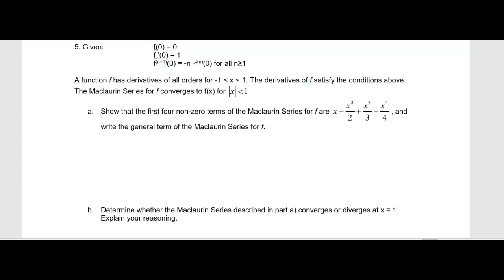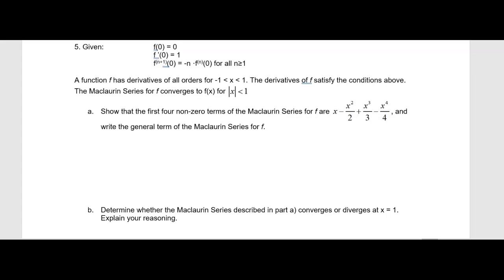So you're given some things here. A function f has derivatives of all orders between -1 and 1, and the derivatives of f satisfy the conditions above. The Maclaurin series for the function converges for any x with absolute value of x less than 1. A lot of this stuff that you're seeing, I'm really just copying from these old questions. A lot of that just deals with items with intervals of convergence that we would have done more of, so I wouldn't freak out too much if you're not understanding fully what that is.